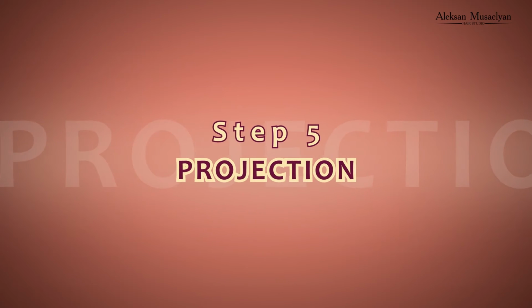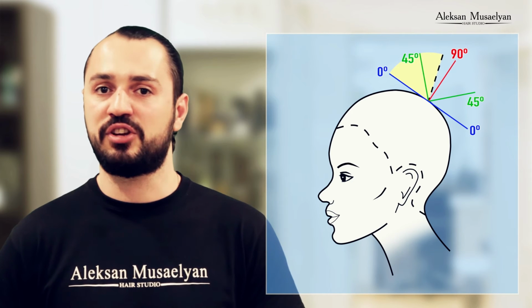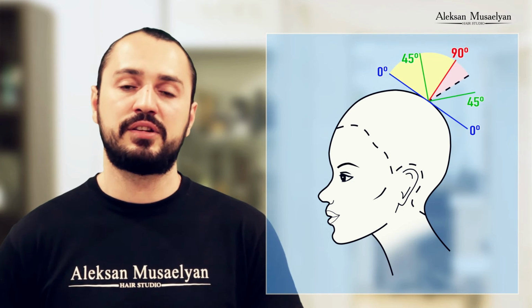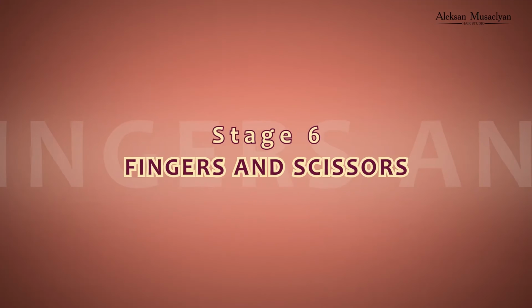5. Projection. It is the angle at which you need to keep the hair strand relative to the head within all over the haircut performance. This may result the future form. The projection can be from 0 to 90 degrees.